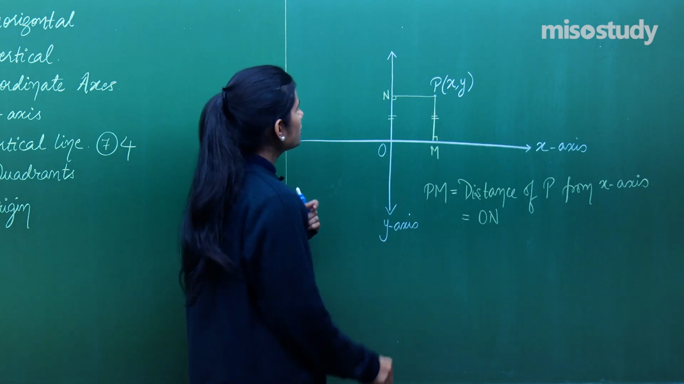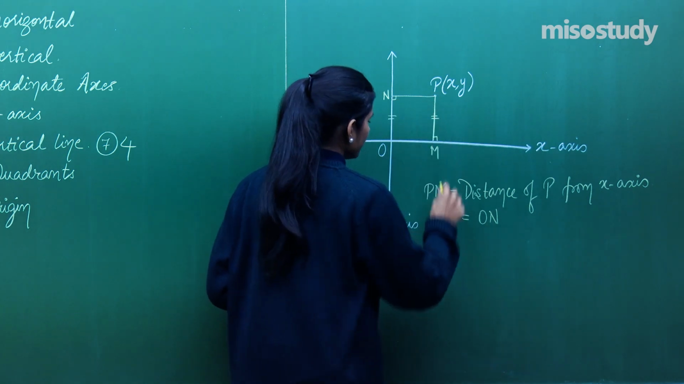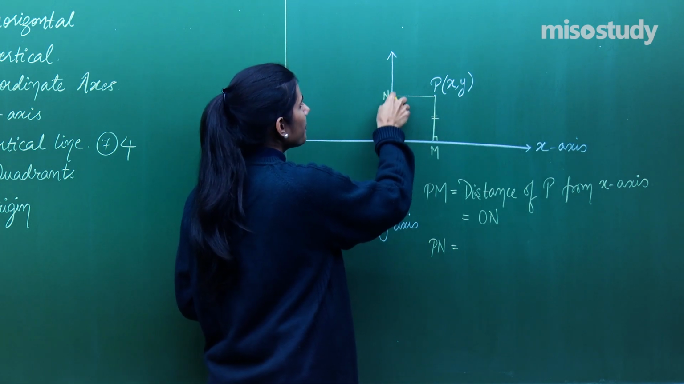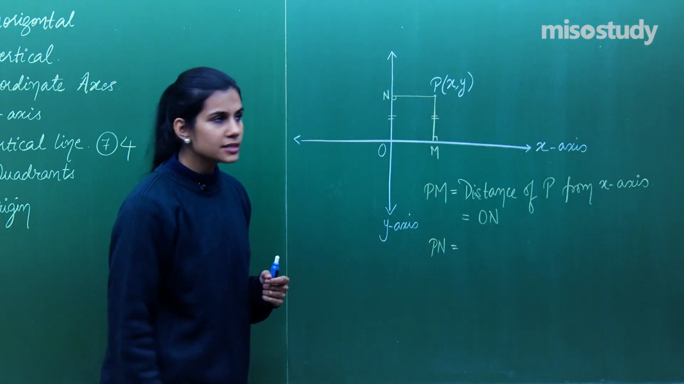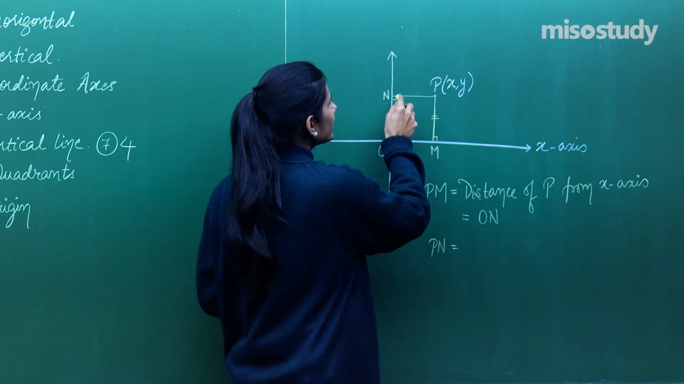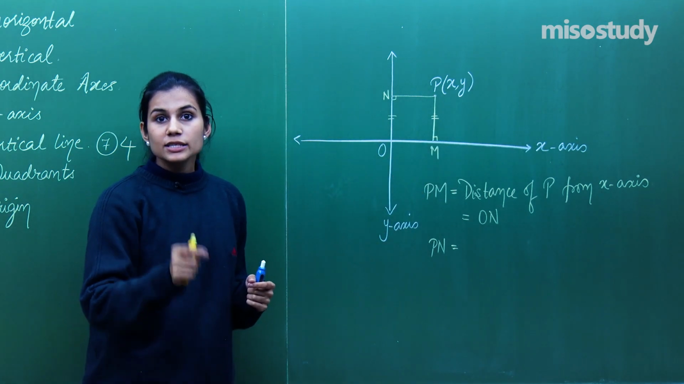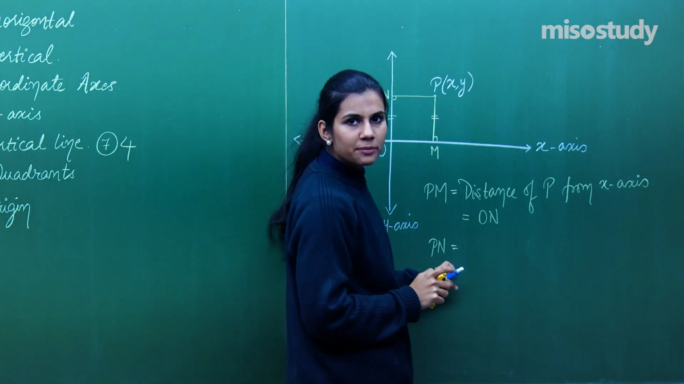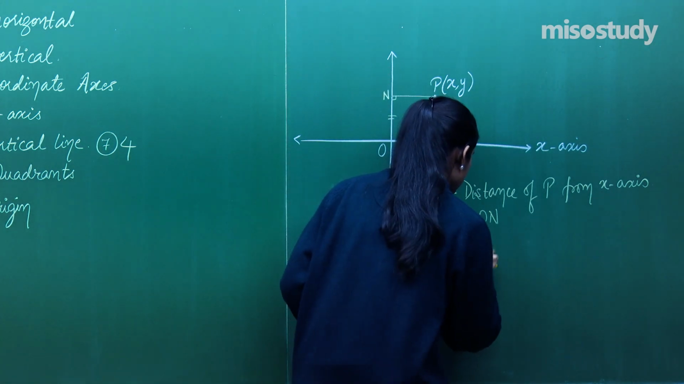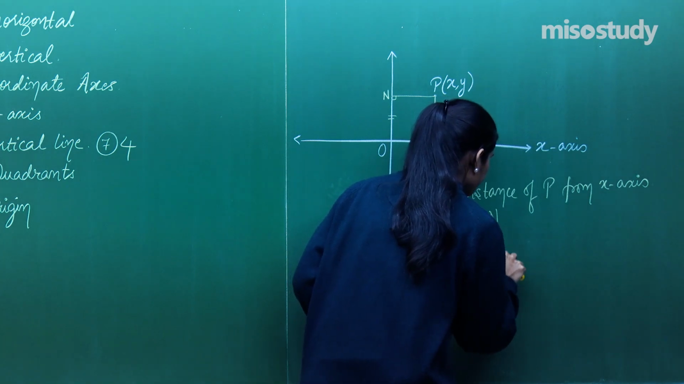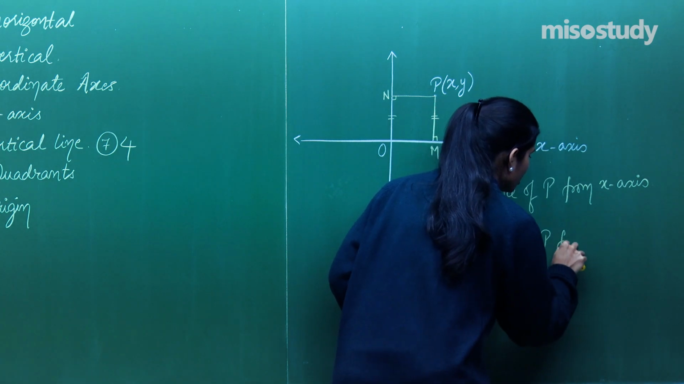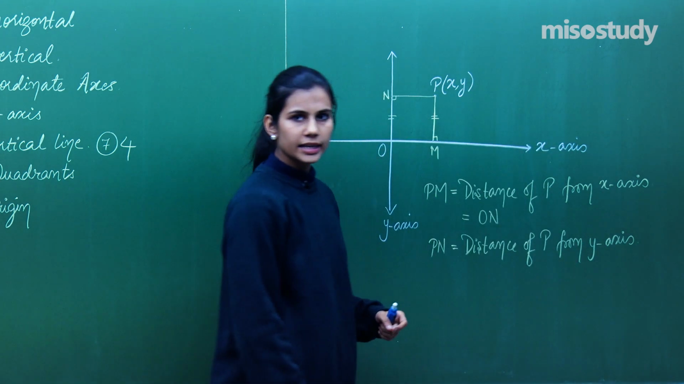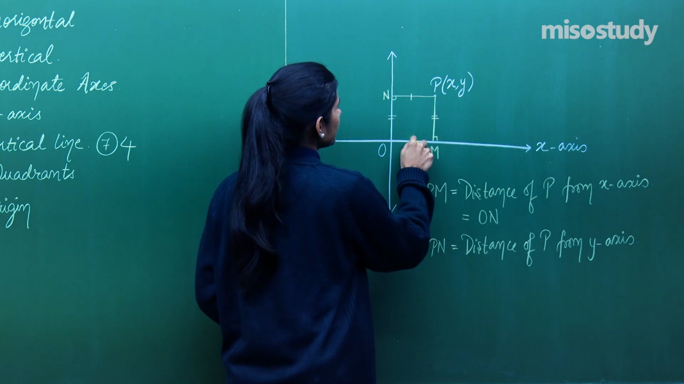Also, what is PN? From P, I have drawn a perpendicular on the line that is the y-axis. So, the length of the line segment joining P and N is called the distance of point P from the y-axis. Clear? And you know that PN is the same as OM.